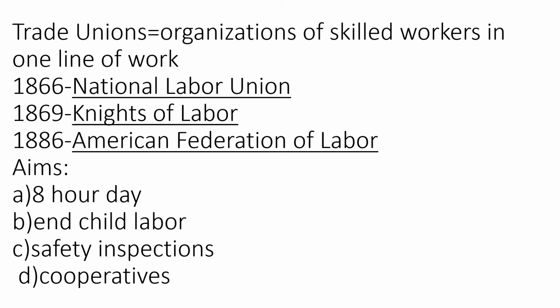The workers formed trade unions, which were organizations of skilled workers in one line of work. The National Labor Union, the Knights of Labor, and the American Federation of Labor all were created, the AFL being the most successful because it focused on bread and butter issues.